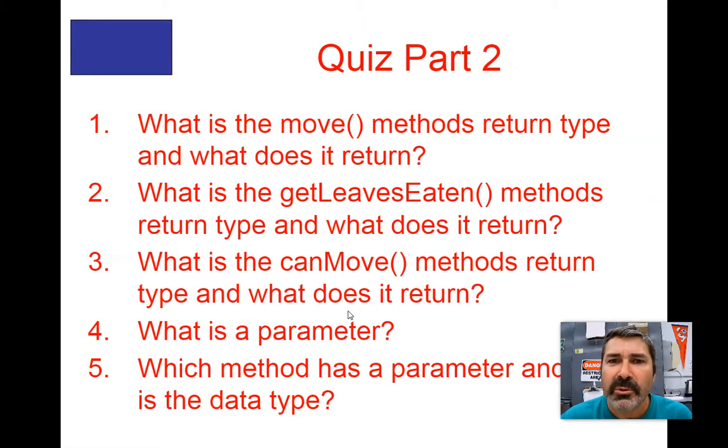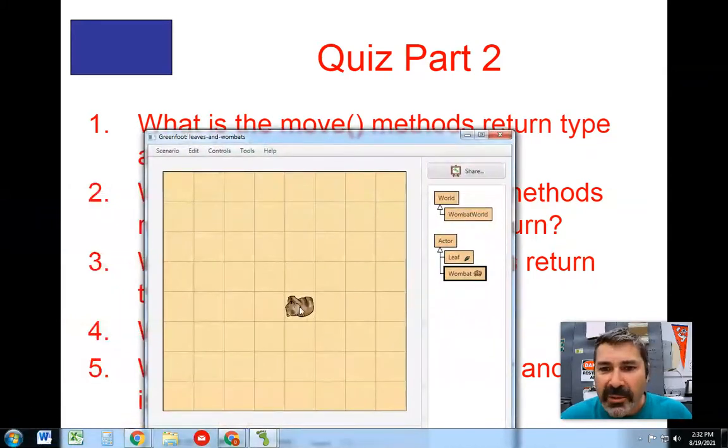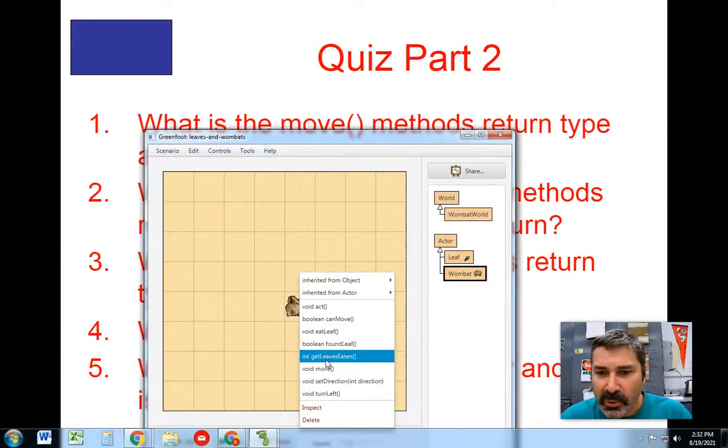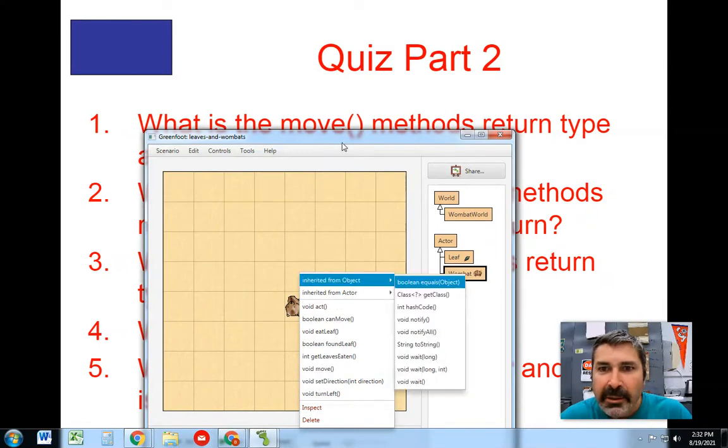All right, quiz part 2. What is the move method's return type and what does it return? All right, well, let's do this together. What is the move method's return type? If I go to move, it's void. What does it return? Nothing. Is it a command or a question? It's a command.